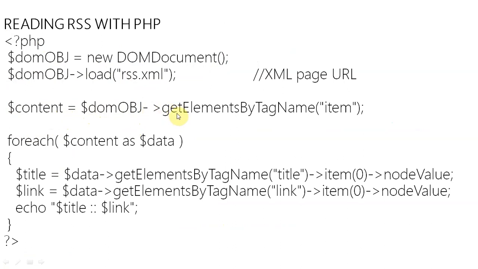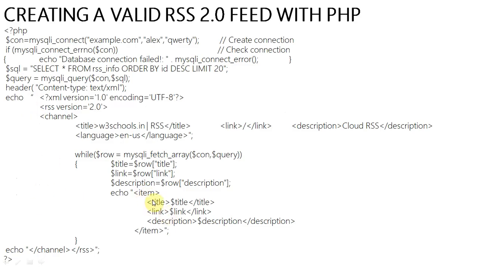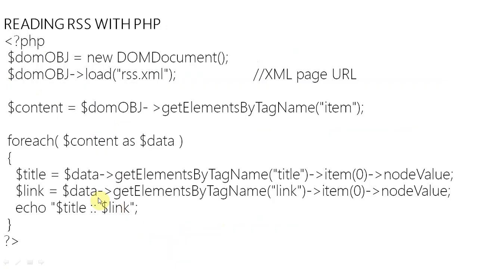Then DOM object, dash and angular tag, get element by tag name item. So we will collect all the items, and they will be transferred into content. All item means this item. Suppose this while loop is running 20 times, so we have 20 items, and these 20 items will be stored in content. And by the foreach loop, one by one we will display all the elements.